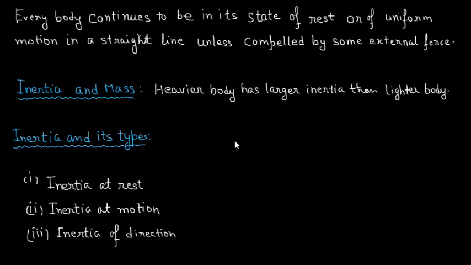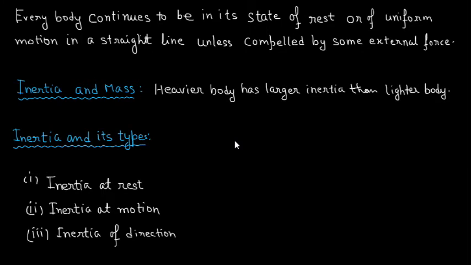Applications. A passenger in a bus falls backward when it starts suddenly. This is because the sudden start of the bus brings motion to the bus as well as to our feet in contact with the floor of the bus. But the rest of the body opposes this motion because of inertia of rest, and we fall backwards.